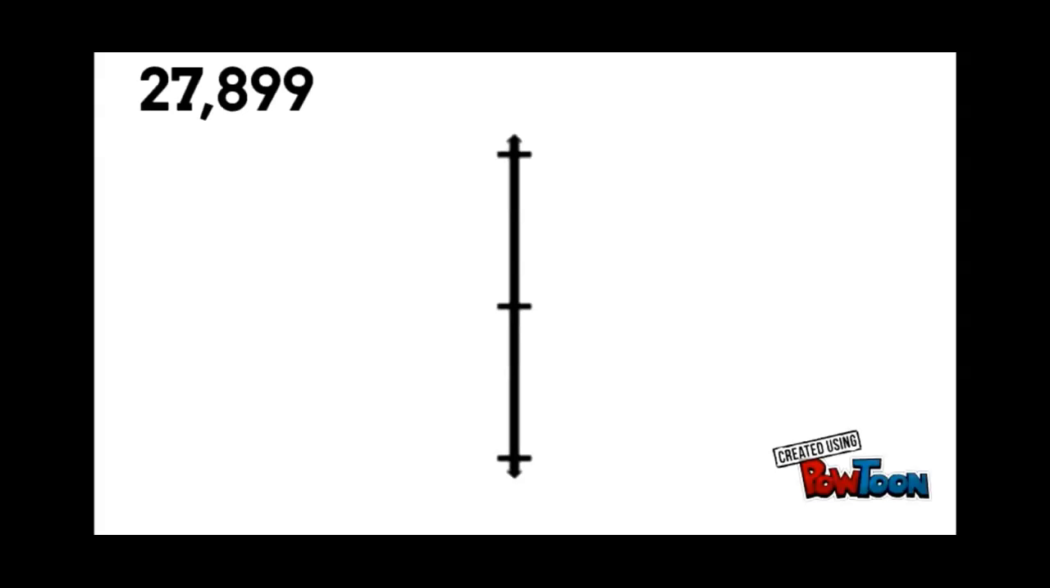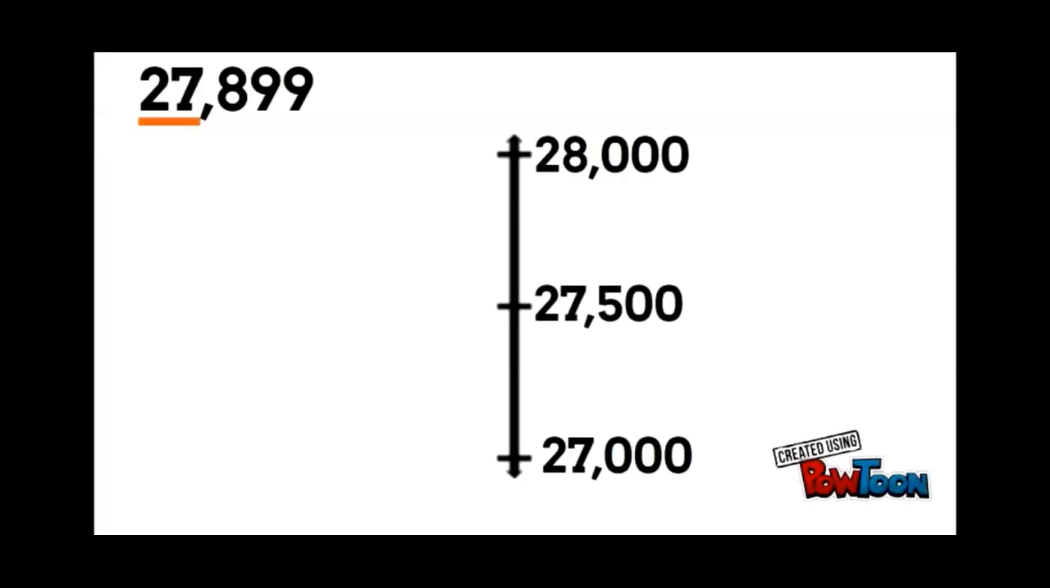$27,899. Alright, we're rounding to the nearest 1,000. See, it's 7. But we still got to include the 27. So our lower estimate is 27,000. Our upper estimate is 1 more, so 28,000. And again, our midpoint will always be with a 5, so 27,500.